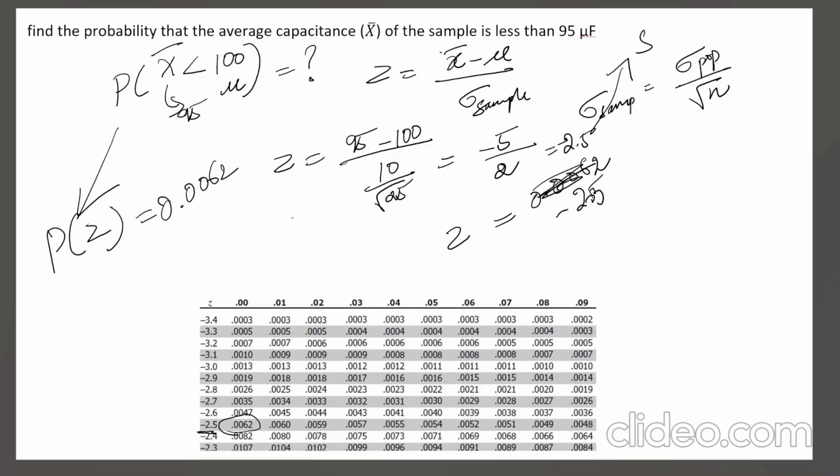Hope you all understood how to use the standard normal variate table. First, we have to find the standard normal variate equivalent to this X bar less than 100. Then we estimate the Z value. Then we compare the equivalent probability value using the standard normal variate table, which is here 0.0062. So this is how we have to proceed.